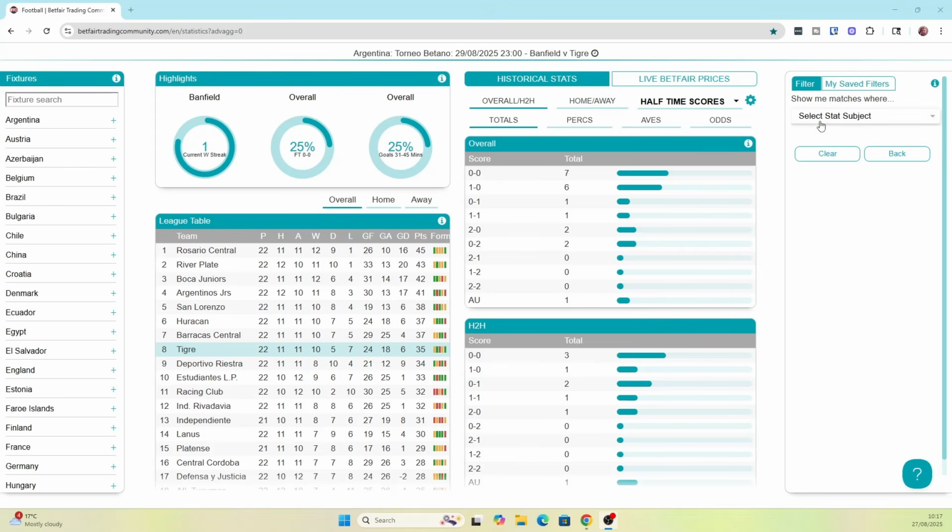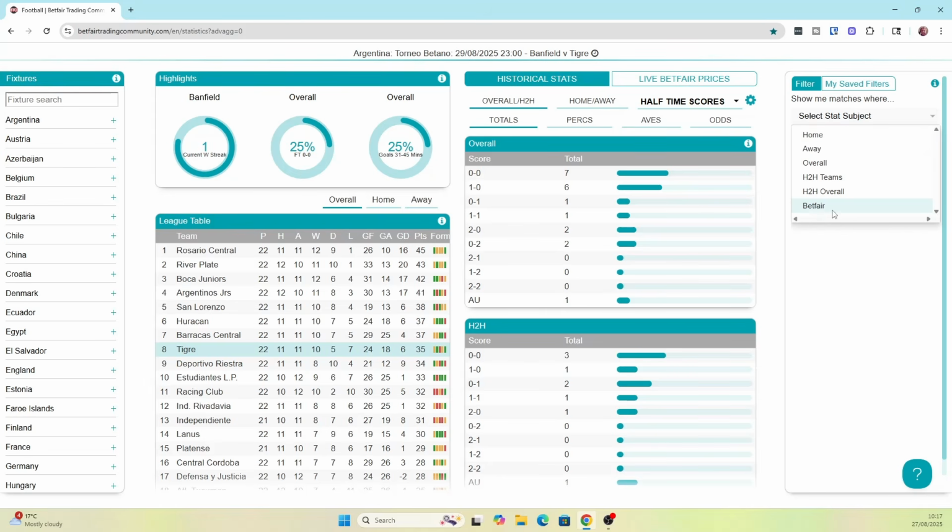Now, the first thing you're going to click is this select stats subject box. This will give you options straight away as to whether you want your stat to look at the home team, the away team, overall, which is both teams, head-to-head between the teams, that means when they've played each other, and head-to-head overall, which means home and away overall. And then Betfair, which is going to be to do with stats from Betfair. Predominantly I use this for Betfair odds.